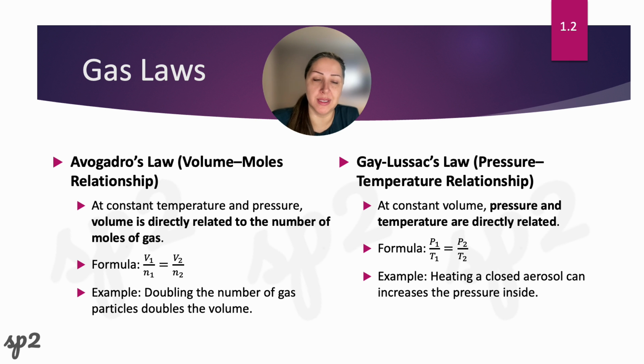Okay, so the third one is Avogadro's law, which is about the volume-mole relationship. What I have here is two of my variables that are the same. So temperature and pressure are constant, and then the volume is directly proportional to the number of moles of the gas. So what does that mean? That means if you have more moles, like more stuff, they're going to take up bigger space, which totally makes sense, right?